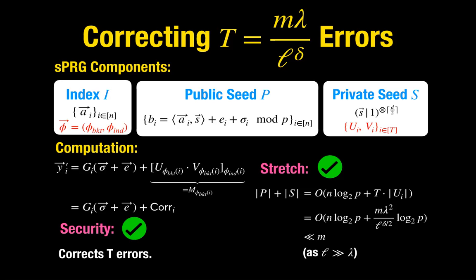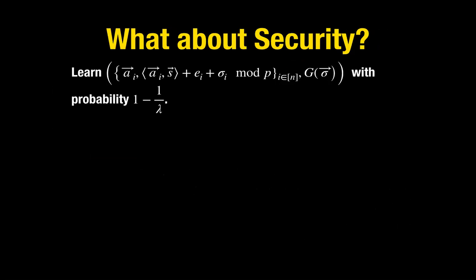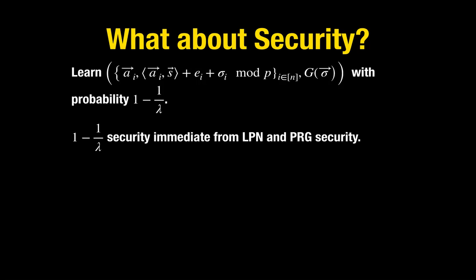And I've already showed how to prove it secure, but let me nevertheless spend a few more minutes. So what about security? What we saw is that with very large probability, 1 minus 1 by lambda, you only learn the LPN samples encrypting sigma along with the PRG output. This is exactly the case when the number of errors is less than capital T, which is m lambda by L to the delta. Now with 1 by lambda probability, you might have more errors, but in that case, we were just giving up. So we are going to lose that security.